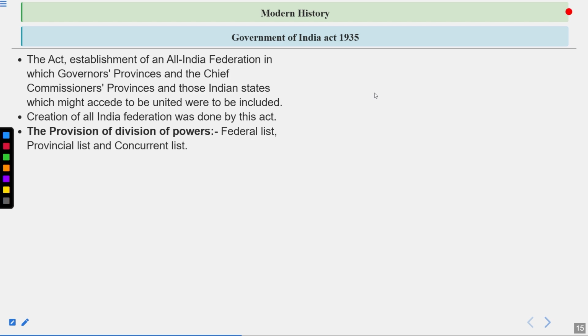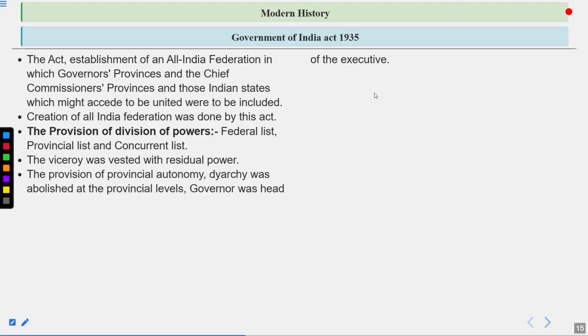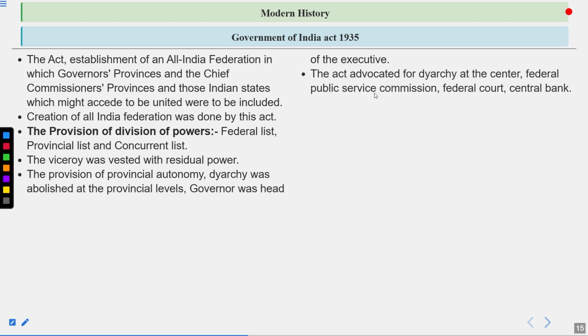The provision of division of powers, federal list, provincial list, and concurrent list was added. The viceroy was vested with residual power. This is once again, as you can see, increasing the power of Indians, but they are increasing it 2 times, 4 times, 10 times, gradually. The provision of provincial autonomy was introduced, and diarchy was abolished at the provincial level. The Governor was head of the executive. The act advocated diarchy at the center, federal public service commissions, federal courts, and central banks. All these things were to be introduced in this country.